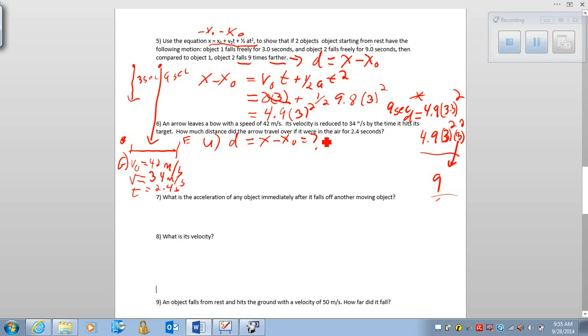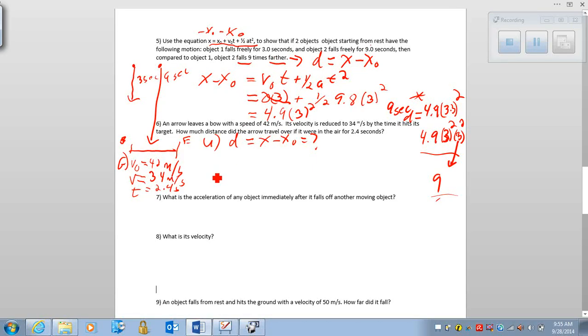So now we need an equation, and notice we don't have acceleration in this. There is no acceleration given to us. The arrow does not have any downward motion. We are to assume that it goes straight and level. So there is no acceleration besides the fact that we know it slowed down from 42 to 34. In this problem, we are going to have to do it in 2 steps, because all of our distance equations have to have acceleration in them.